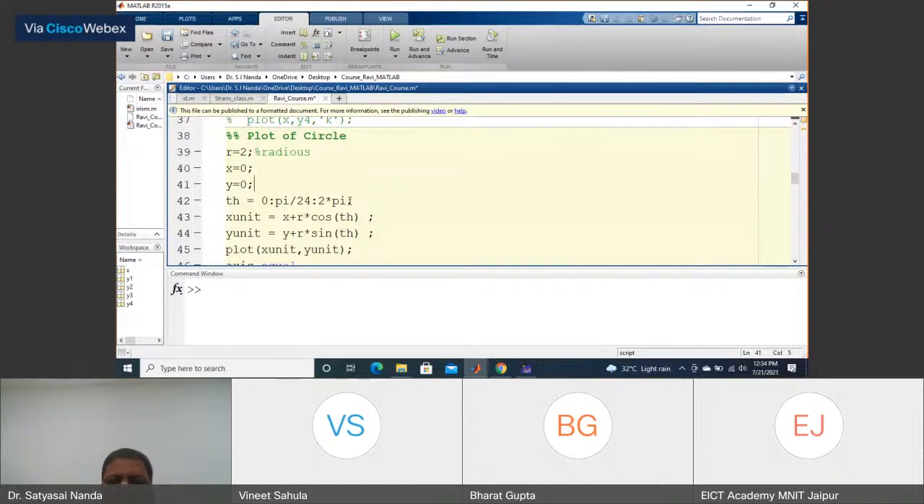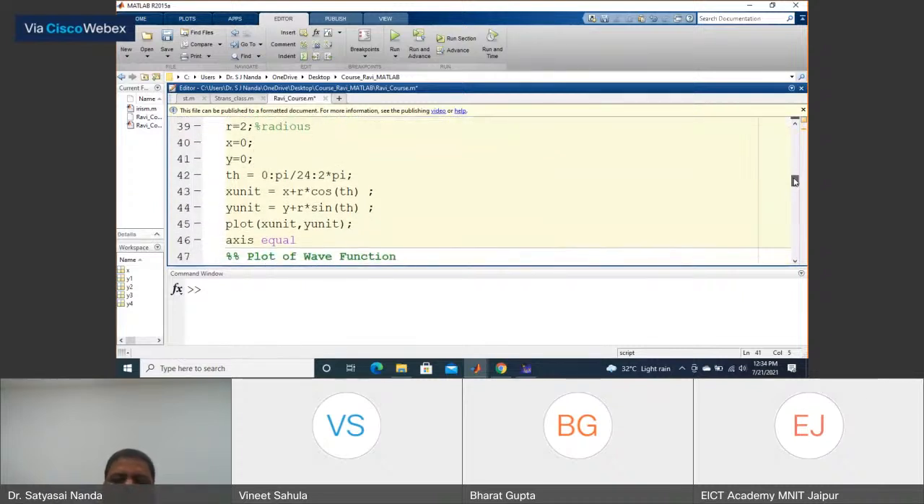To plot it, I have taken x plus r cos theta as the x unit, and for the y unit it is y plus r sin theta. The r is the radius, so r cos theta. Theta I have taken between 0 to 2 pi, and I have made pi by 24 as the sampling step. So with a pi by 24 gap, I am moving up to 2 pi, using x plus r cos theta in the x unit and y plus r sin theta in the y unit. I am plotting these x and y, and I am making the axis equal.